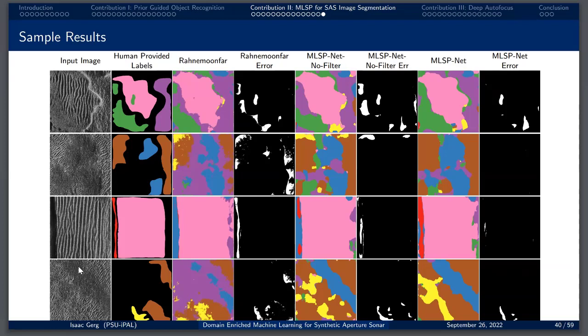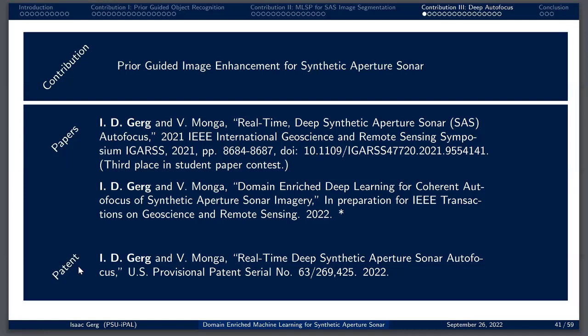Also, this red label here is an acoustic shadow. You can see that our method was one of the only methods that was really able to pick that up well. It got a little bit confused with dark sand, which is the blue, but you can see that at least for some of this data, it was able to disambiguate those 2 classes. If you look at the confusion matrices, you see much better improvement overall between those 2 classes using the MLSP net. So again, that wraps up that contribution. I'll take any questions.